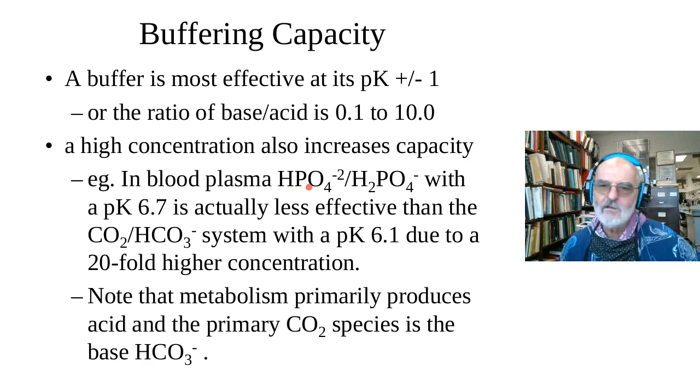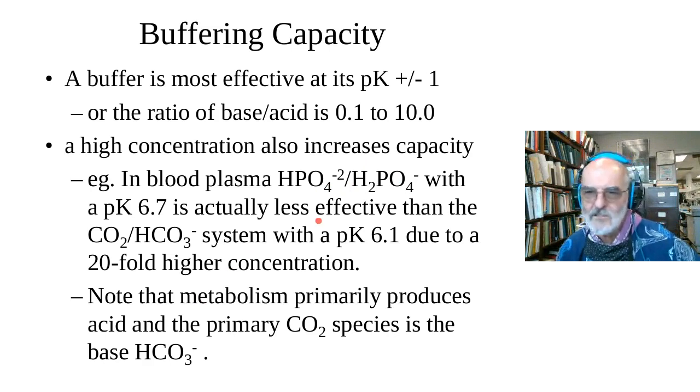So in blood plasma, the dibasic monobasic phosphate with a pK of 6.7 is actually less effective than the bicarb CO2 system with a pK of 6.1 due to the fact that the bicarb CO2 has a 20-fold higher concentration, okay? So the phosphate is only, if these are around 25 millimolar, then this is only around 1 to 2 millimolar, okay? And so they are not really concentrated in your blood, all right?